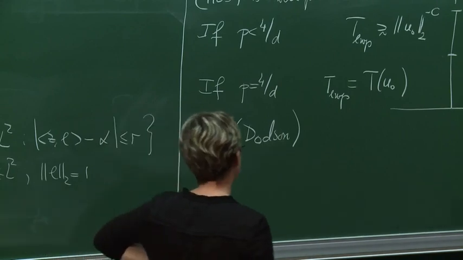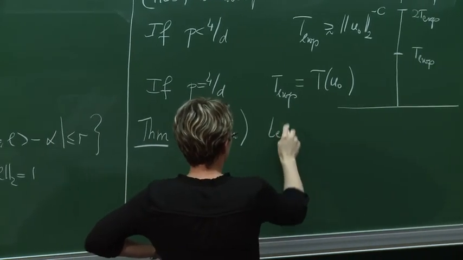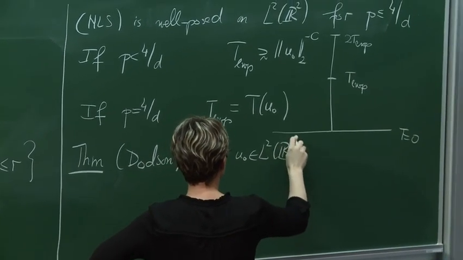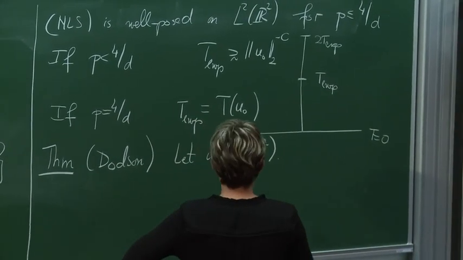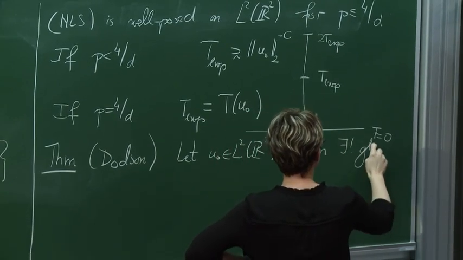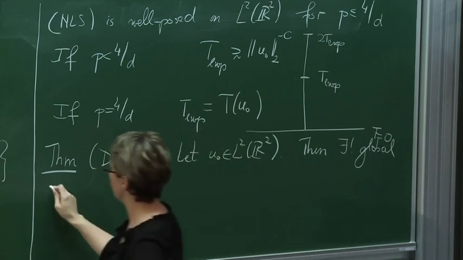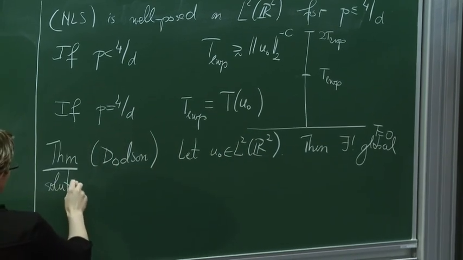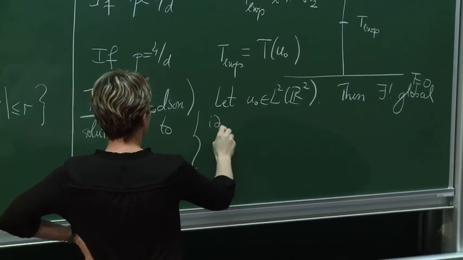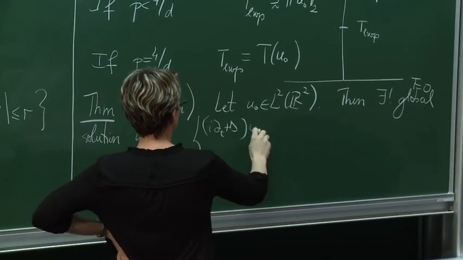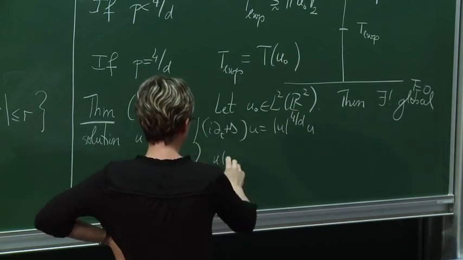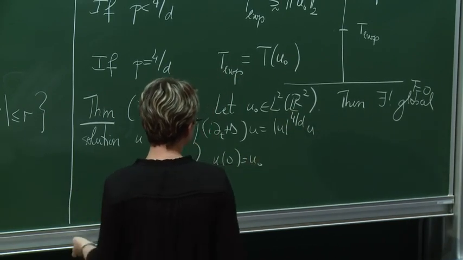And it says the following thing. For an arbitrary initial data u naught in L2, there exists a unique global solution u to the mass critical NLS, so i ∂_t u plus Laplacian u is |u|^(4/d) times u. The initial data is u naught.